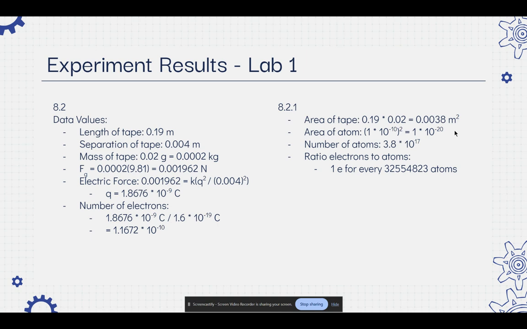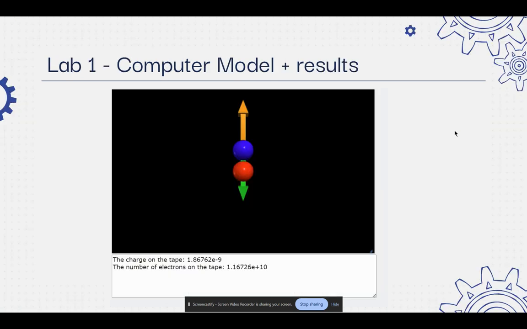Now, this is the result from Lab 1. Since we're comparing what we did in Lab 1 to Lab 2, I kept the results from Lab 1 on that slide. And this is the computer model from Lab 1 when we treated each tape's charge as a point charge that's concentrated at the center of the tape.